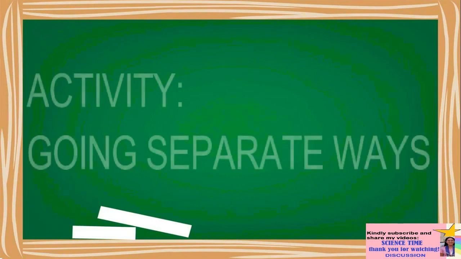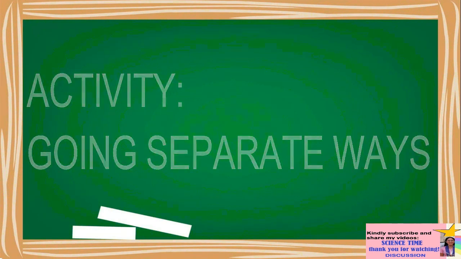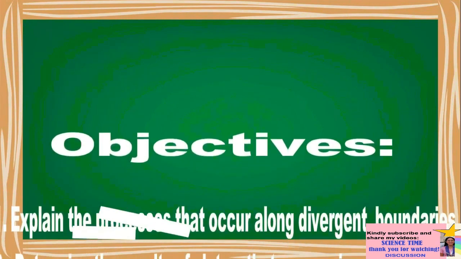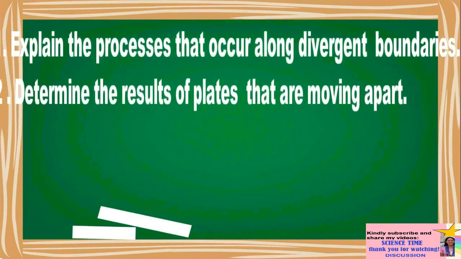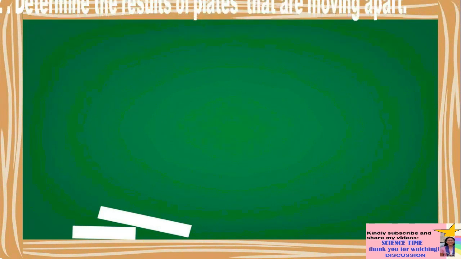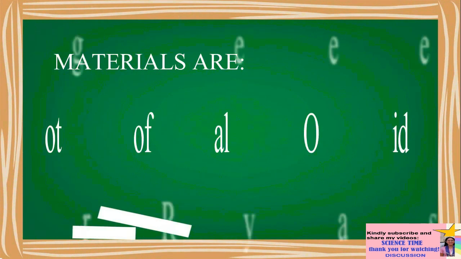After learning the effects of divergent plate boundaries on the Earth's lithosphere, it's time for us to move on to a certain activity entitled Going Separate Ways. Objectives of the activity are: explain the processes that occur along divergent boundaries, and determine the results of plates that are moving apart. Materials are photographs of rift valleys and oceanic ridges.